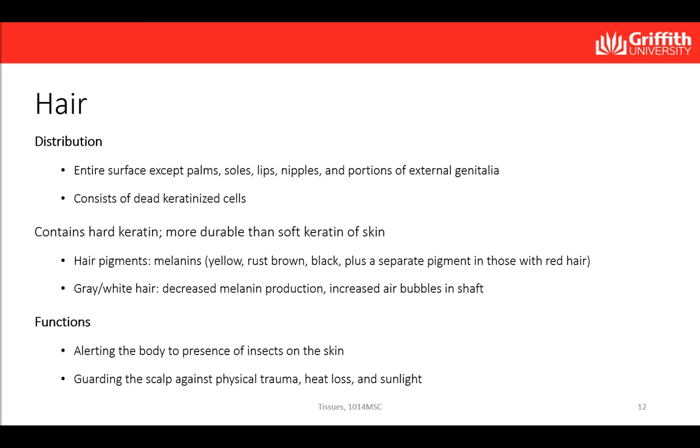The major functions of our hair include providing increased sensitivity to inform the brain of smaller stimulus, such as the presence of insects on the skin. It also helps protect the scalp against physical trauma, external heat, and sunlight.